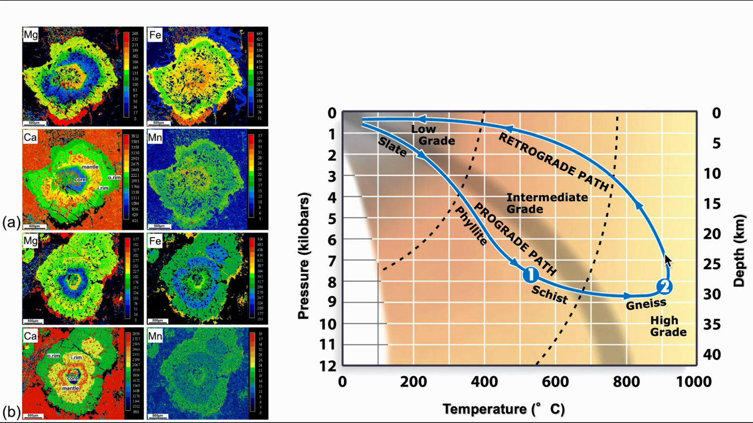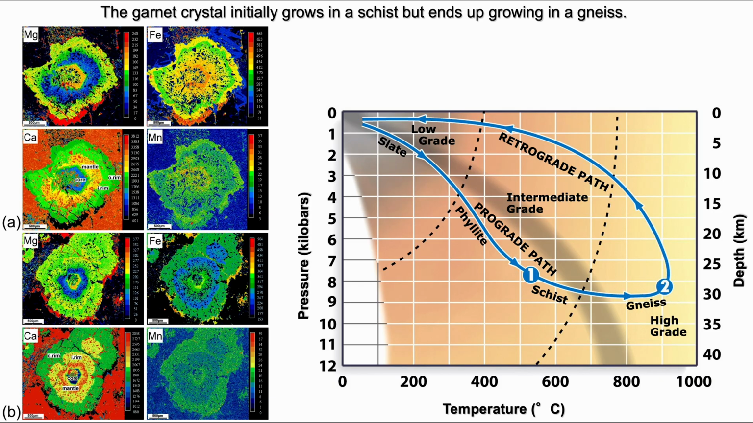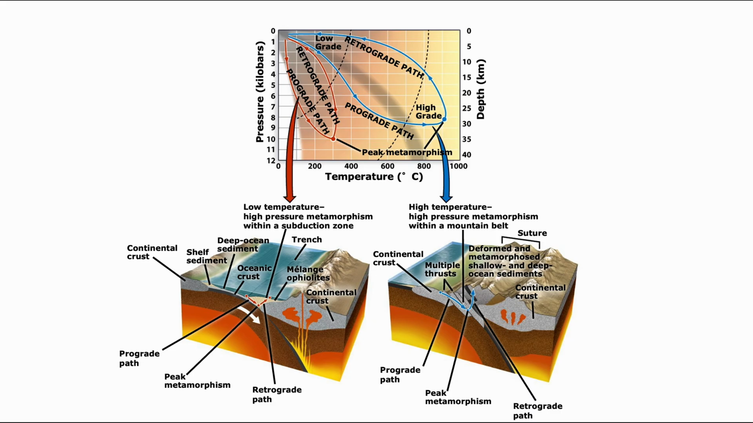And then we start to exhume that material, and it begins to back precipitate in an accretionary fashion, precipitate lower grade metamorphic material on top, ultimately resulting in a low grade rind around a high grade center. This garnet crystal initially grows in a schist, but ends up growing in a gneiss. And we can see that that can happen in different scenarios.